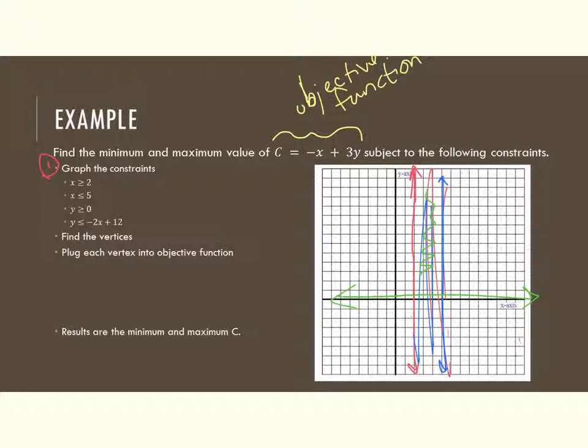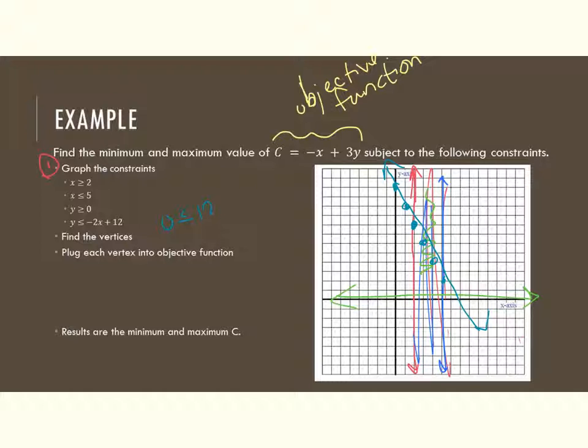And then our last one starts at 12. It starts at 12 and goes down 2 over 1. The deal with these is you want to catch vertices. So there's going to be one vertex, and you want to be really careful down here, and there's going to be another vertex. And these are all solid lines. And if I do a test point to see where to shade, if I put in 0, 0, I'm going to get 0 is less than or equal to 12.